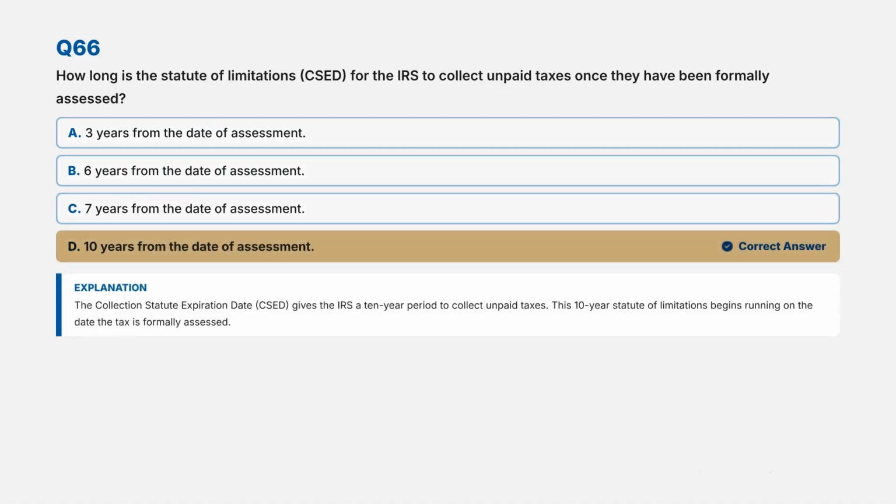The correct answer is D. 10 years from the date of assessment. The collection statute expiration date, CSED, gives the IRS a 10-year period to collect unpaid taxes. This 10-year statute of limitations begins running on the date the tax is formally assessed. Great. Moving on to question 67.